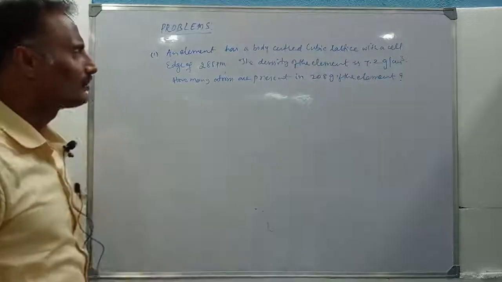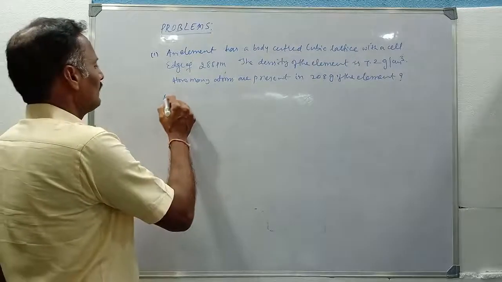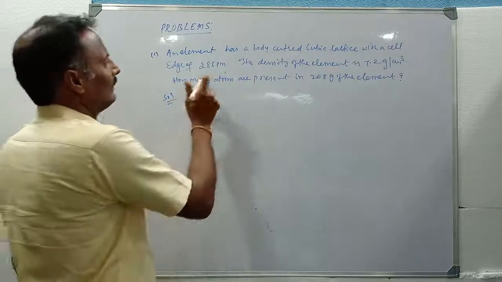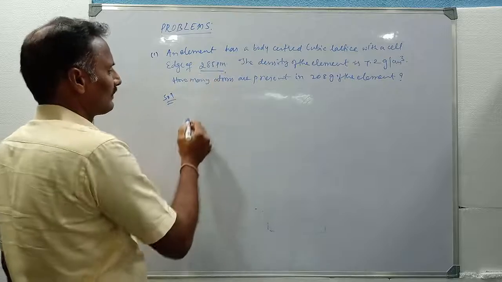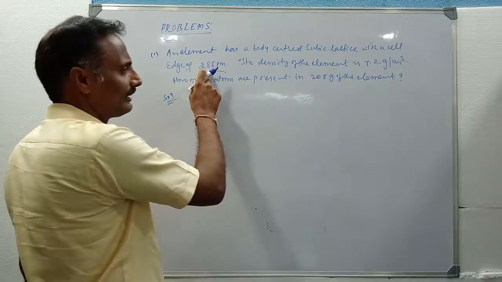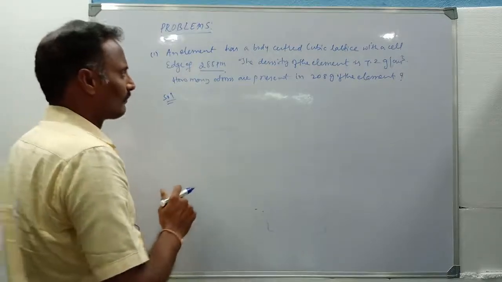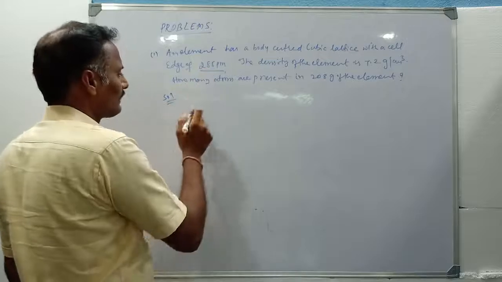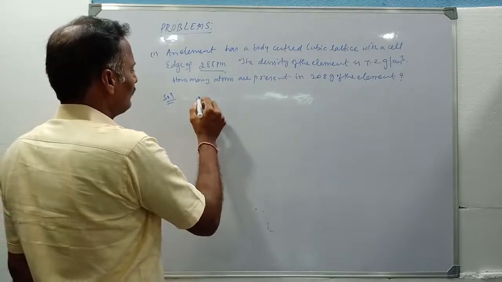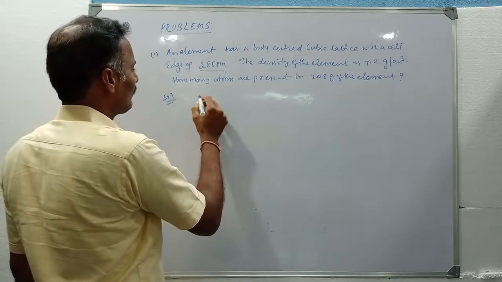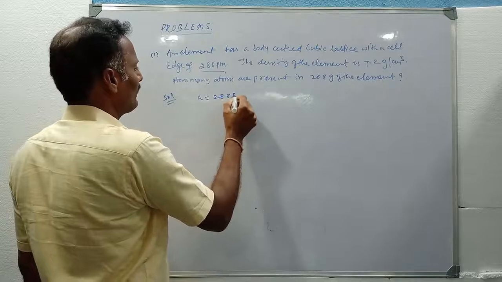Then how do you solve this problem? Here we know that the edge length is given in picometers. First you convert the edge length to find the volume of the unit cell. To find the volume of the unit cell, the edge length is given: edge length a equal to 288 picometers.